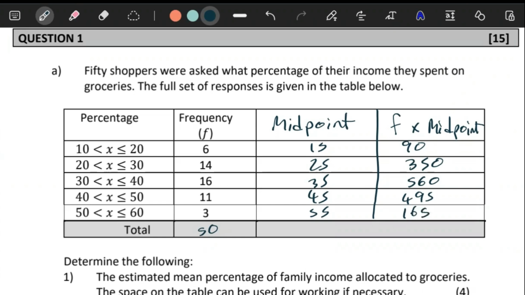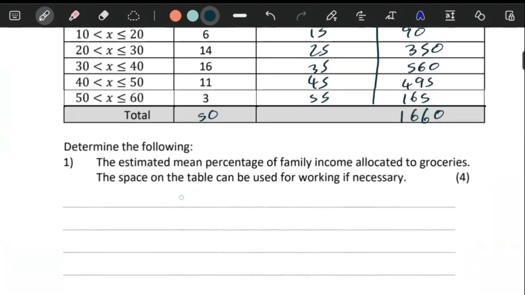So you want to add up all these numbers, right? 90 plus the 350 plus the 560 plus the 495 plus the 165. That's going to give you 1660. So this total, you want to take that total and then divide it by 50. Let's see what this gives us. This is giving us an average of 33.2%. This paper wants us to round off to 2 decimal places.